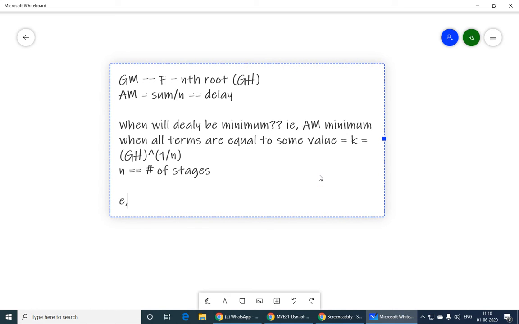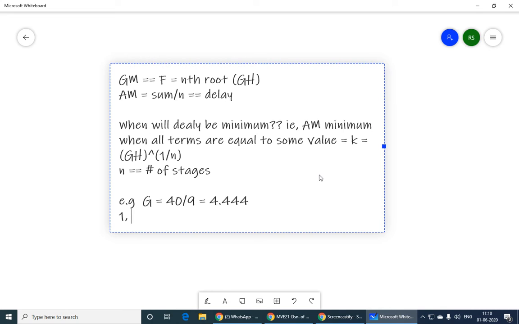So for example, GH equal to 40/9 only we will take, equal to how much? 40/9 is around 4.44. Now I have to put four numbers for the terms such that their product is 40/9. I can choose anything. So for example, 1, 1, 1, 4.444.